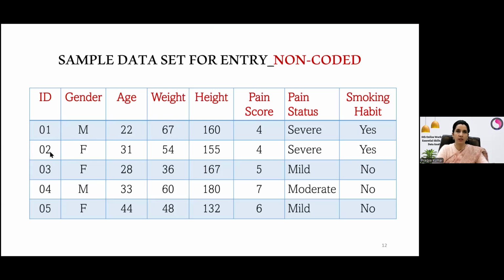Similarly, if I'm talking about case number 2, she's a female of 31 years of age, weighing 54 kg, having a height of 155 centimeters, perceiving a pain score of 4, which is severe, and she is a smoker. So each row is for one study participant or one study subject, and each column is one variable. So please remember, whether it is Jamovi or Excel or any software, remember this concept of column and row.